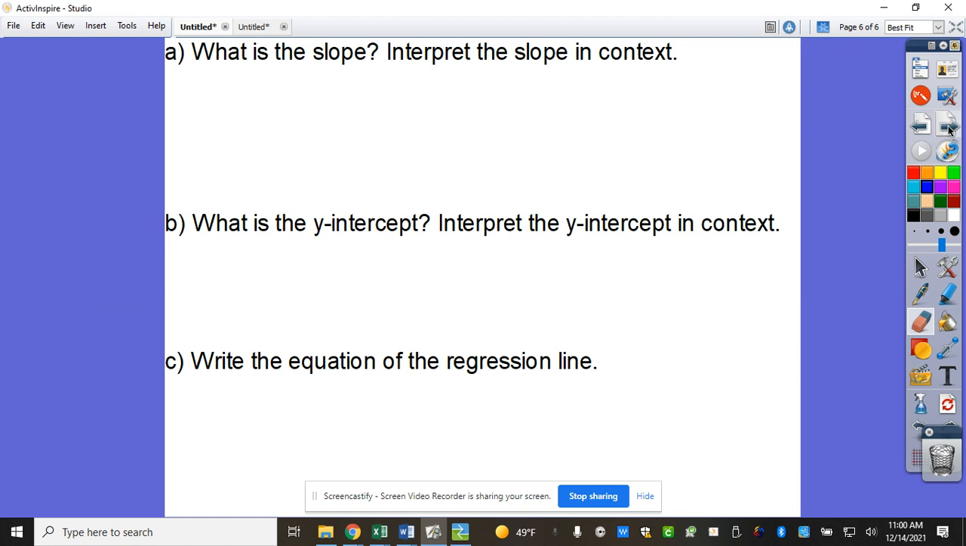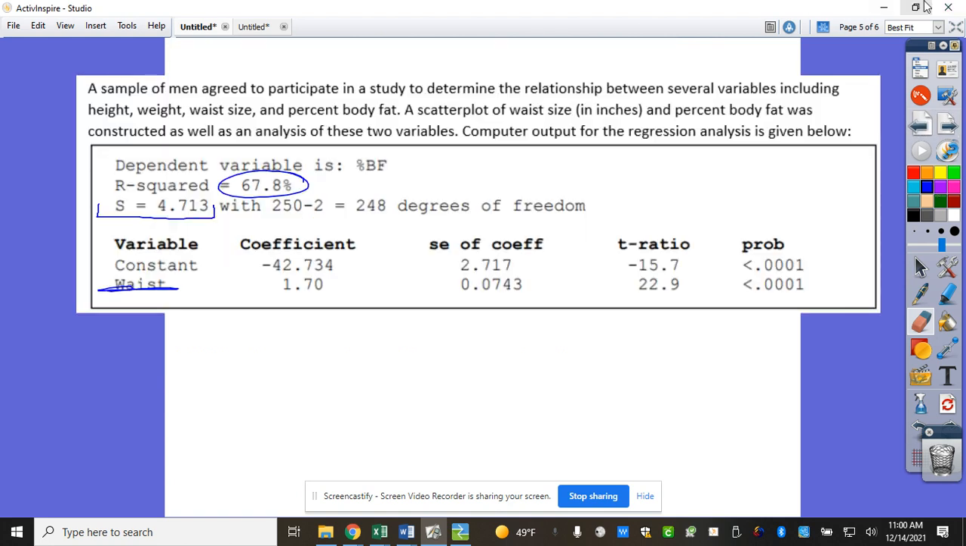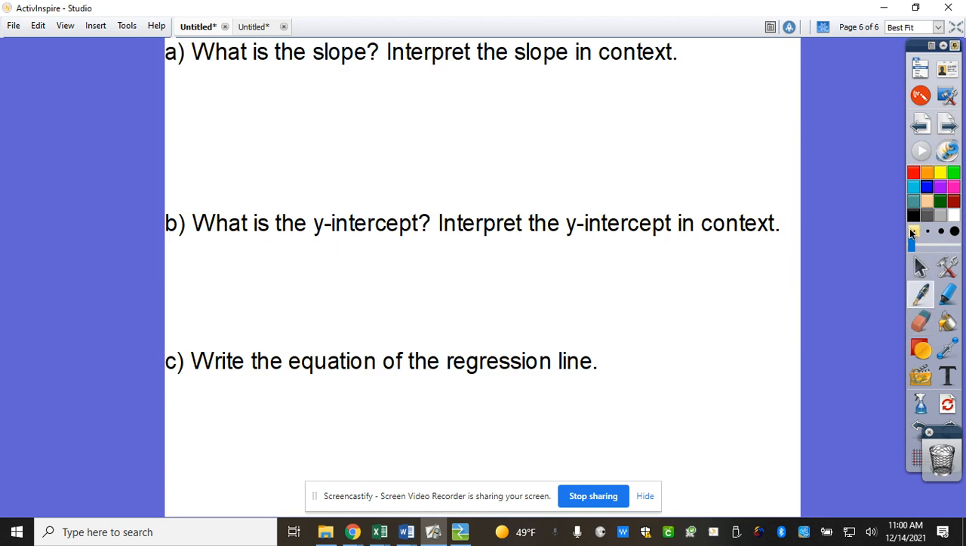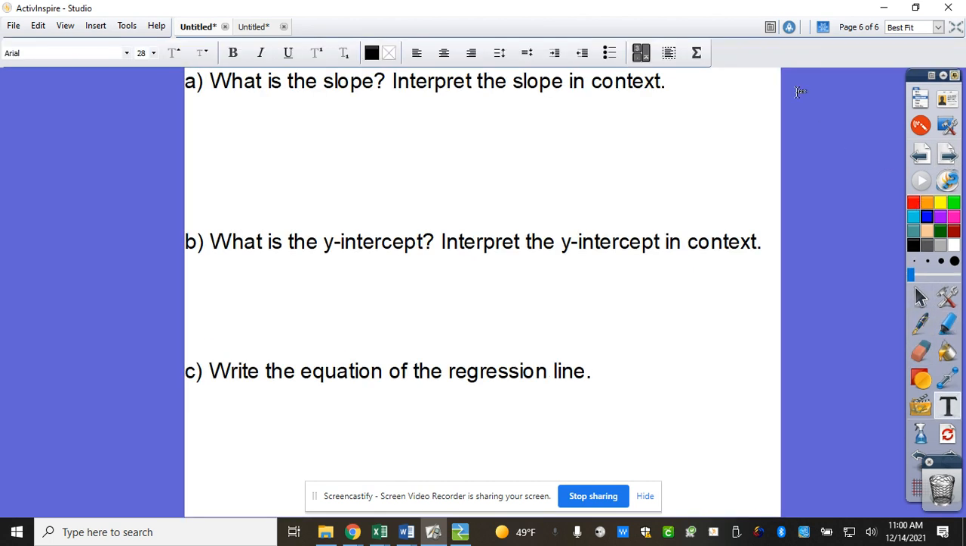Alright, so actually answering the questions, I'm choosing to take the time to go over this problem on purpose. A lot of you are missing some pieces that I want tomorrow. So, which number is the slope? 1.7. If you don't know that by now, then you're definitely behind.